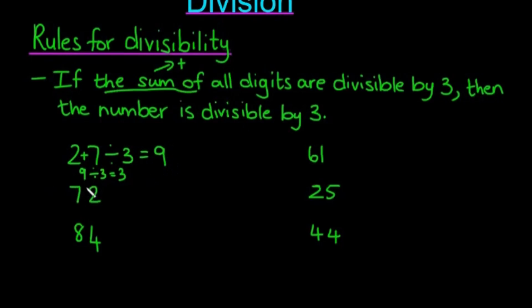Here I have the number 72. If I add the 7 and the 2 together, I also get an answer of 9.